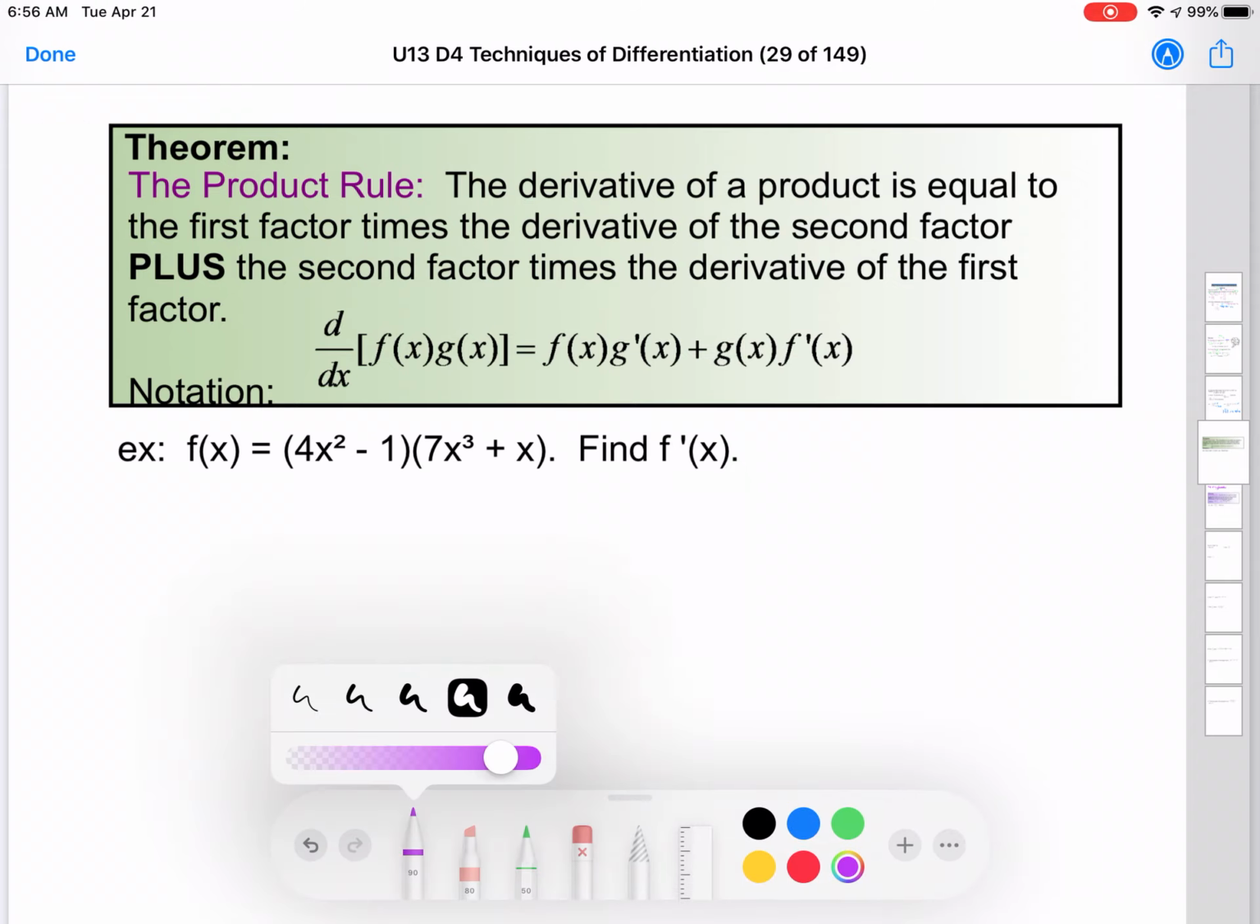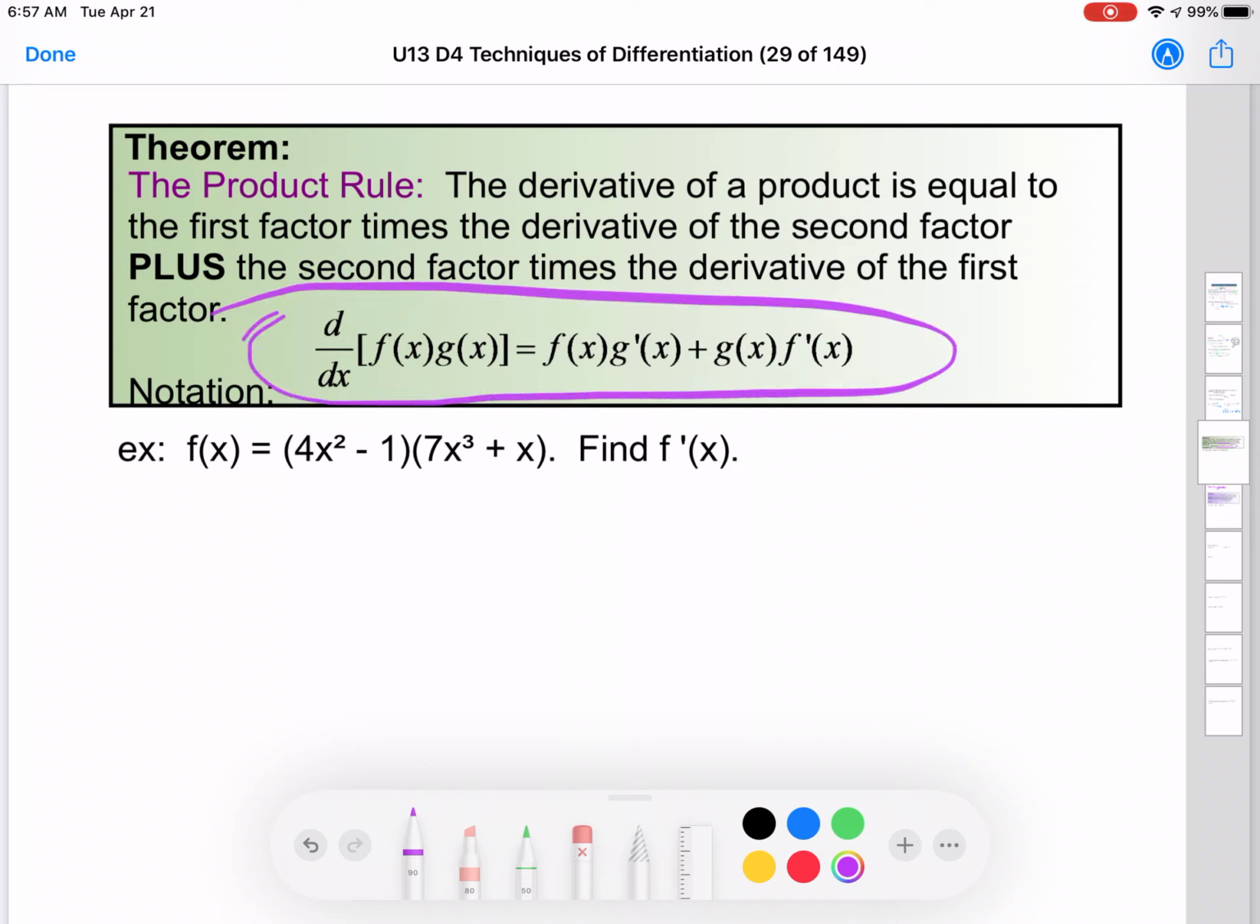Okay, so here we go. So it says the product rule. So the derivative of the product, right, this is the product of two binomials, is equal to the first factor times the derivative of the second factor plus the second factor times the derivative of the first. All right, so how do I memorize it? I just say like first times derivative of the second plus second times the derivative of the first. Okay, and that's what this is right here too. You can see it, right?